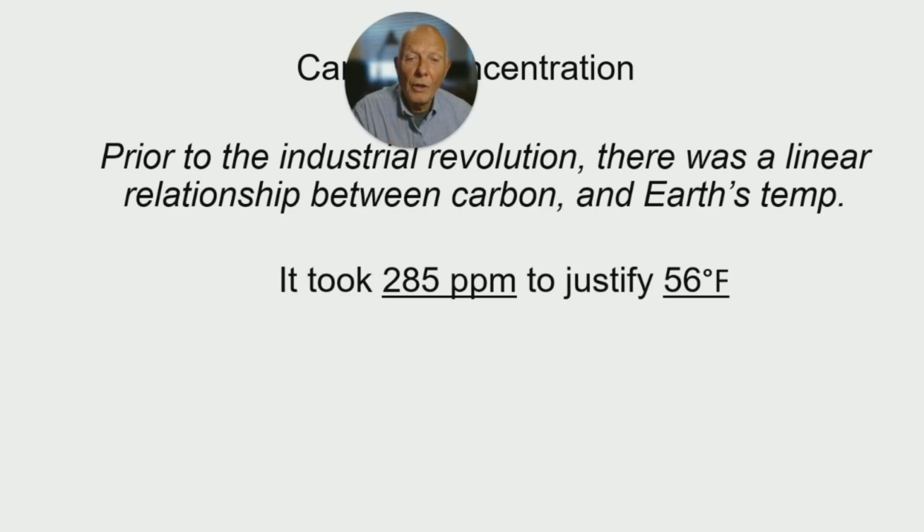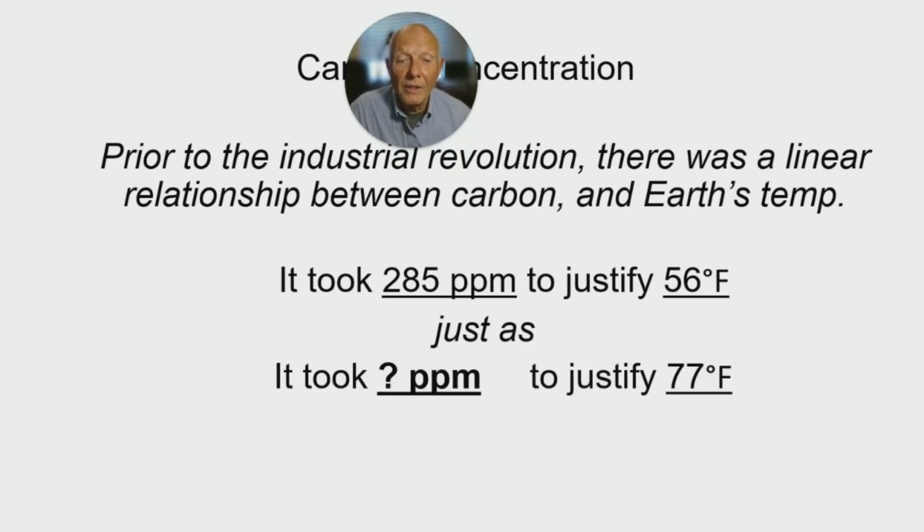So if it took 285 parts per million to make the Earth 56 degrees pre-industrial, then what is it going to take when the Earth was 77? Scientists generally agree that 50 million years ago, the Earth was 77 degrees, far hotter than humans could stand. That's 77 ambient temperature. But you do a little arithmetic, and what happens?